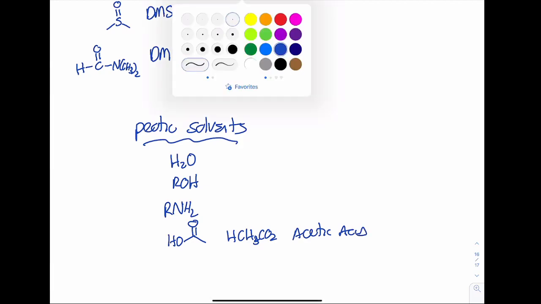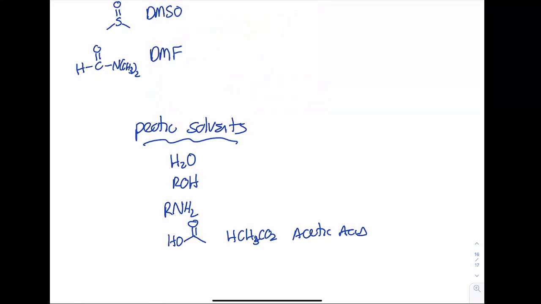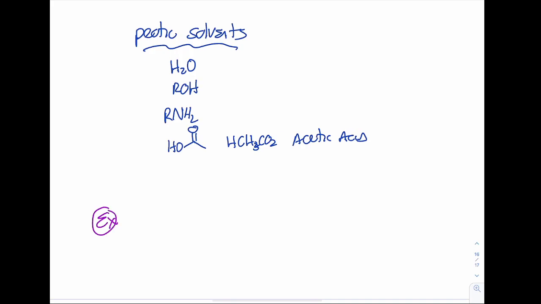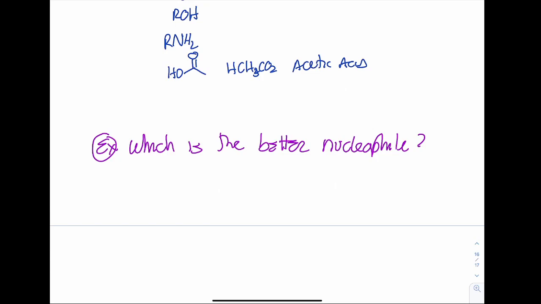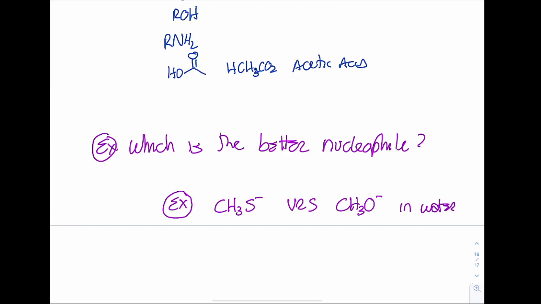So if I gave us an example, and I said, which is the better nucleophile? And then I gave us a couple examples. So we'll do CH3S minus versus CH3O minus, and we'll do it in water. Which one are we going to pick?